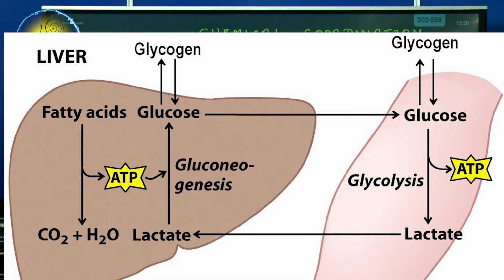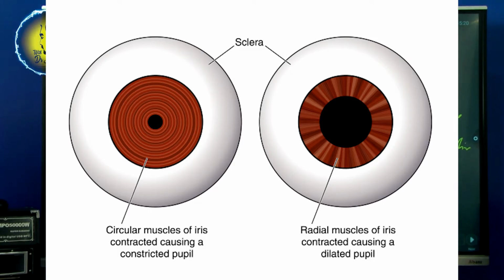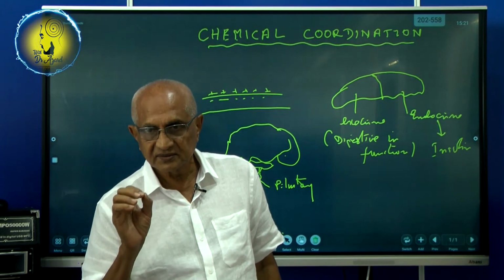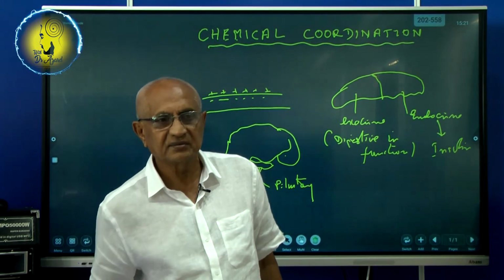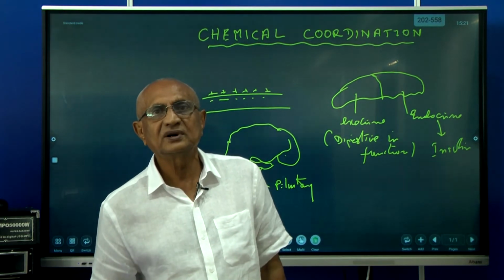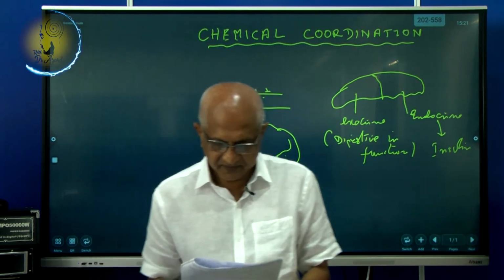Pupil dilates. I told you, the eyes concentrate on the other animal. That is the dilation of the pupil, so that you can see very clearly. That is to increase the visual sensitivity, because you can see the person very clearly.